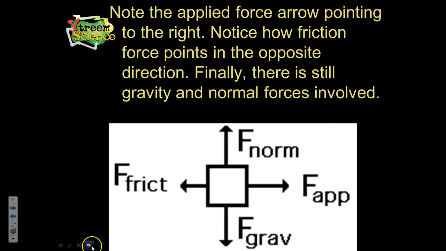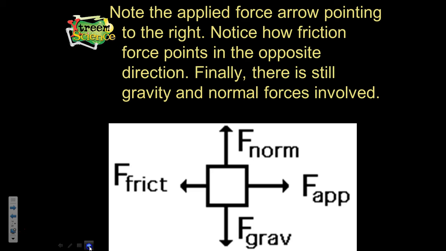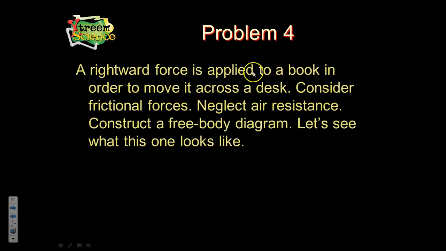So first off, book across desk. Okay, so the book is on a desk, which is a flat surface. So we definitely have that normal force. Remember, it's if we're on a flat surface. The book is on a planet, so we've got the force of gravity. If it was just sitting still, we would just have these two, but it's moving. So the book is being pushed to the right, as you can see here, applied to a book, a rightward force.